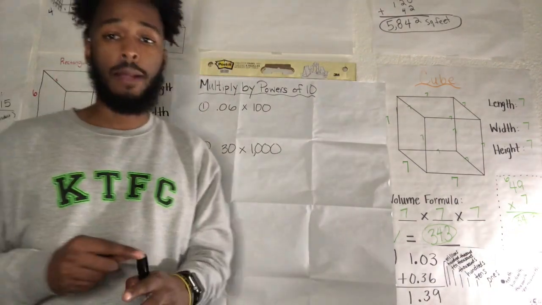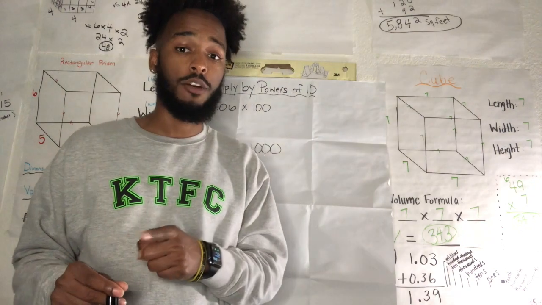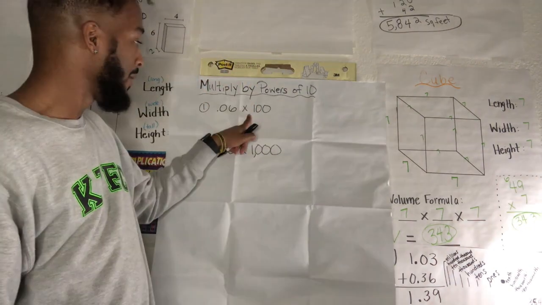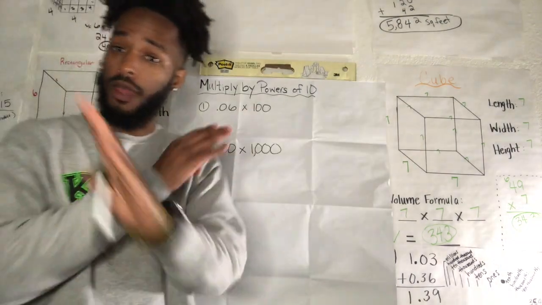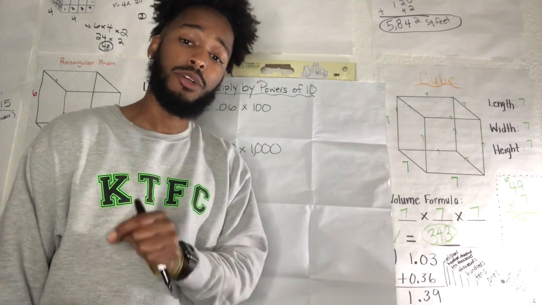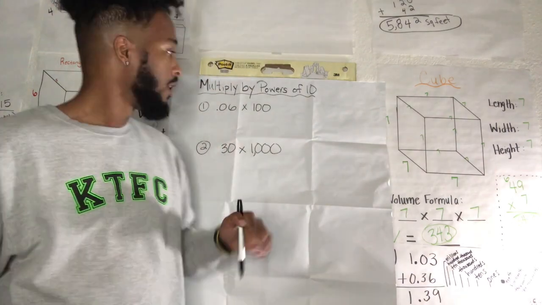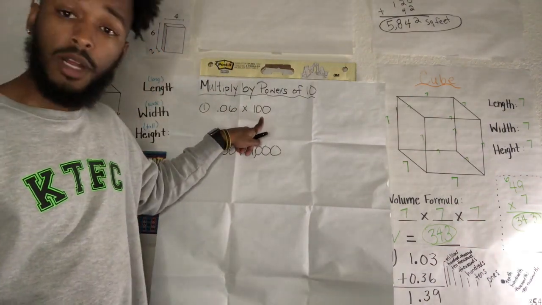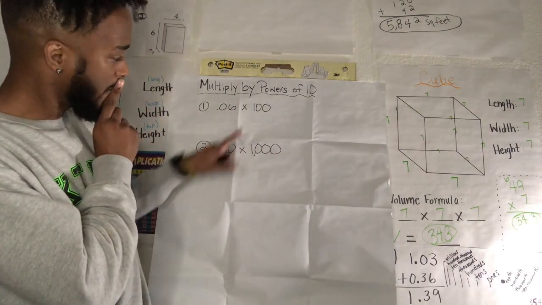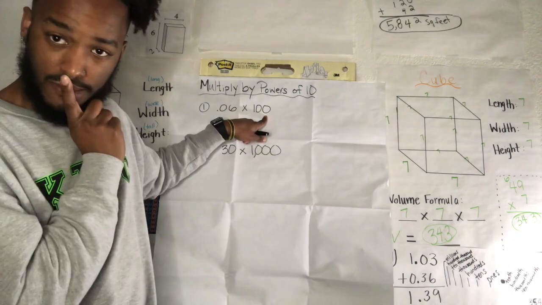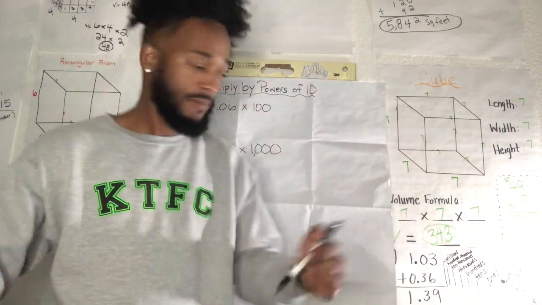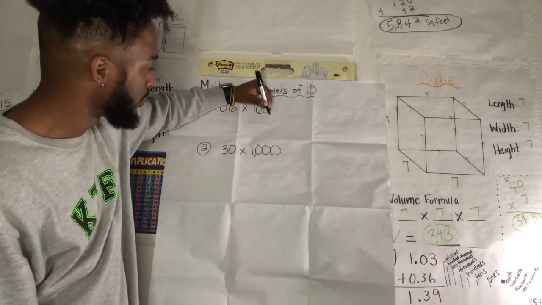When we're multiplying by powers of 10, we have to ask ourselves, are we multiplying or dividing? Here we see that big old X in the middle, so X obviously means multiplication. We have to count the zeros in our power of 10. Our power of 10 here is 100. How many zeros does our power of 10 have? 2. If you said 2, you were right. Our power of 10 has 2 zeros.